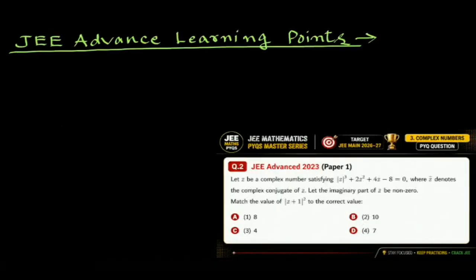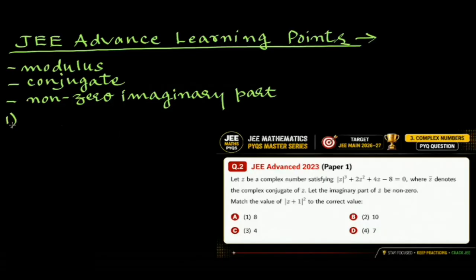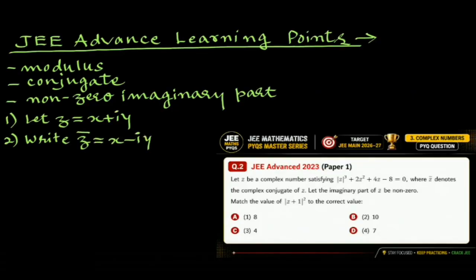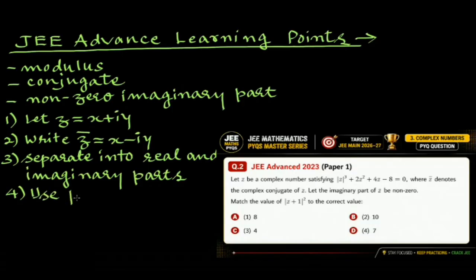JEE Advanced learning points. This question teaches a powerful strategy. Whenever you see modulus, conjugate, and non-zero imaginary part, follow these 4 steps. Number 1, let z = x + iy. 2, write conjugate z̄ = x − iy. 3, separate into real and imaginary parts. 4, use |z|² = x² + y². This pattern appears repeatedly in JEE Advanced.